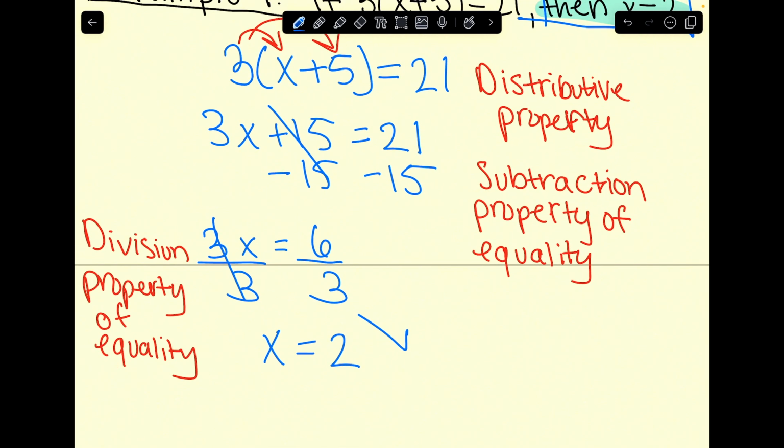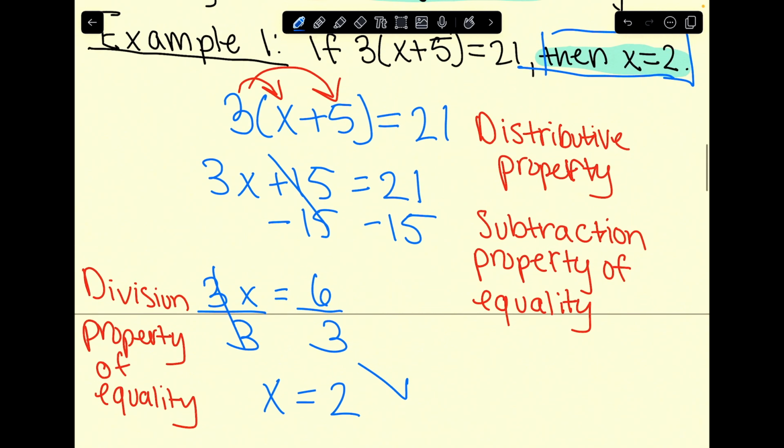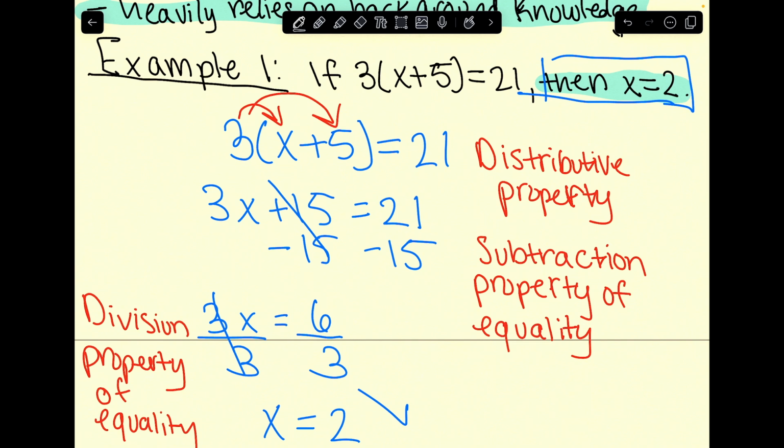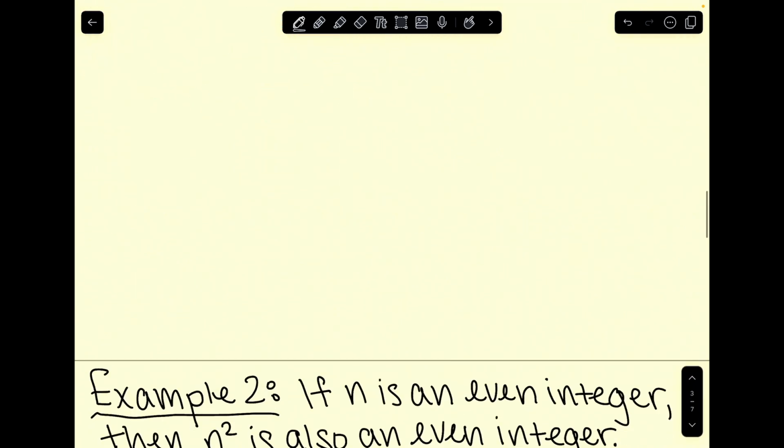Now, obviously, I didn't have to write down all of these properties here, but I wanted to prove a point that we know that the steps that we take to solve multi-step equations are true because of these properties, these fundamental algebraic properties. And when we go into more challenging examples, a similar concept is also true. So let's look at another example.